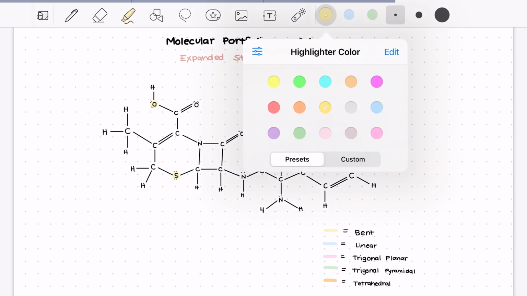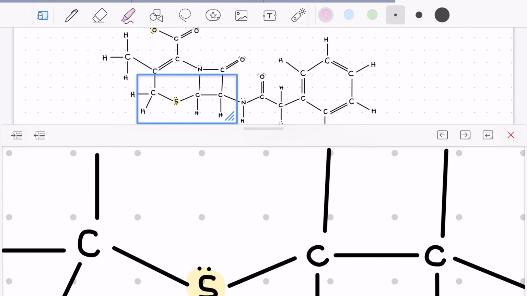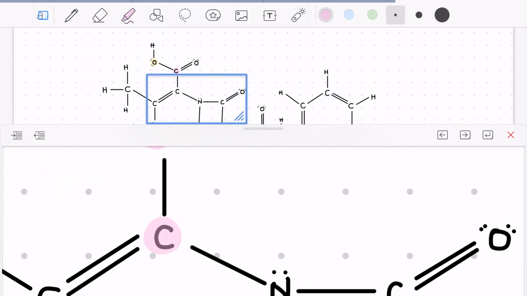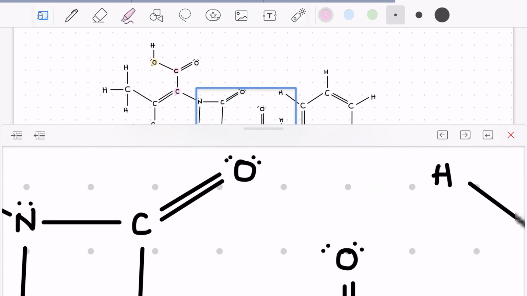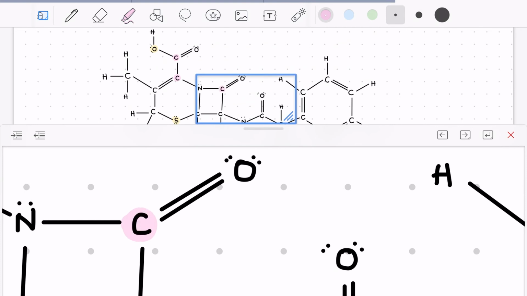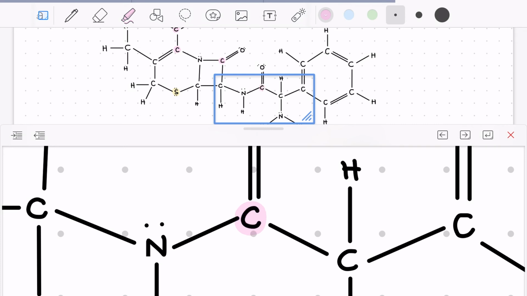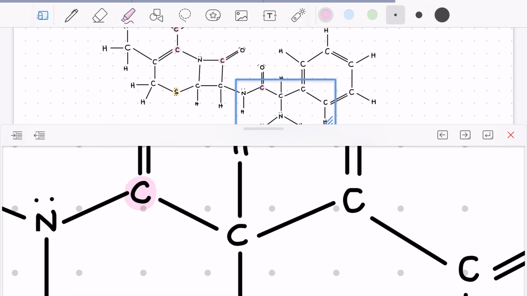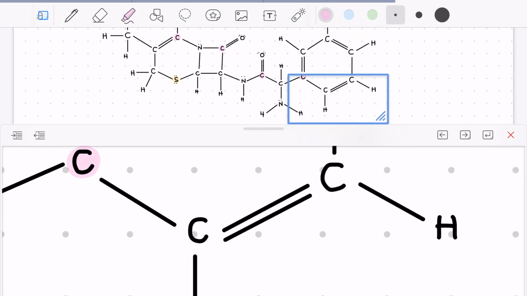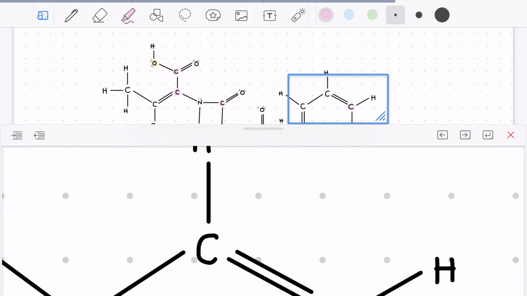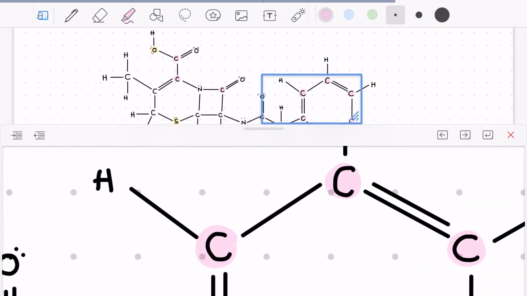Next, I'm going to be highlighting the central atoms that have 3 electron groups, which is trigonal planar geometry, and that goes for all of the carbons here in the carbon ring, so I'm just going ahead and highlighting them. This carbon has 3 electron groups. This carbon also has 3 electron groups. So I'm just going ahead and highlighting all of the carbons that have 3 electron groups, which includes all of the carbons here in this carbon ring.